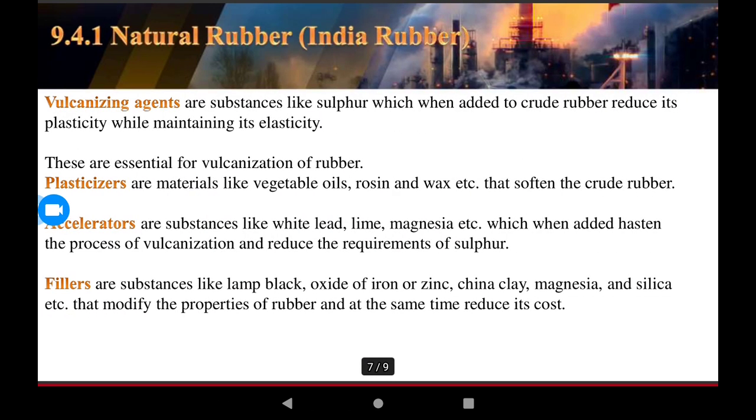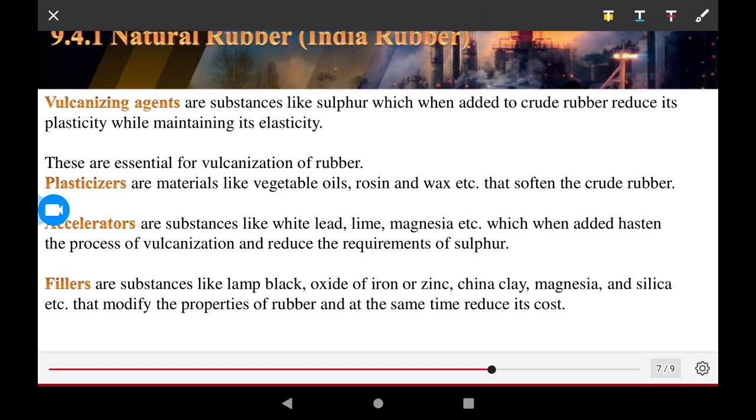The natural rubber contains vulcanizing agents. What is vulcanizing? Substances like sulfur are added to the crude rubber, which reduces its plasticity while maintaining its elasticity. These are essential for the vulcanization of rubber.